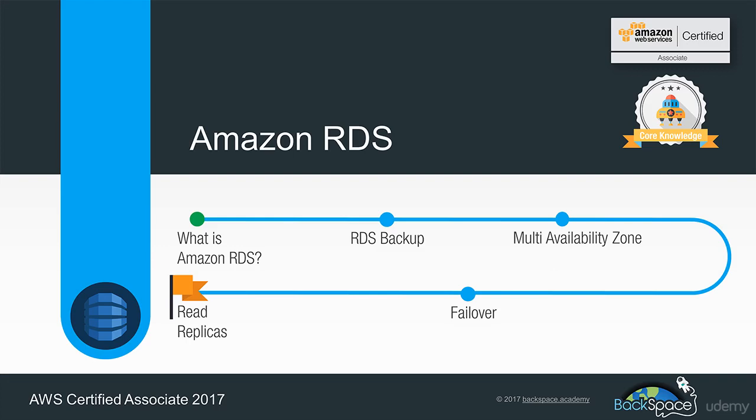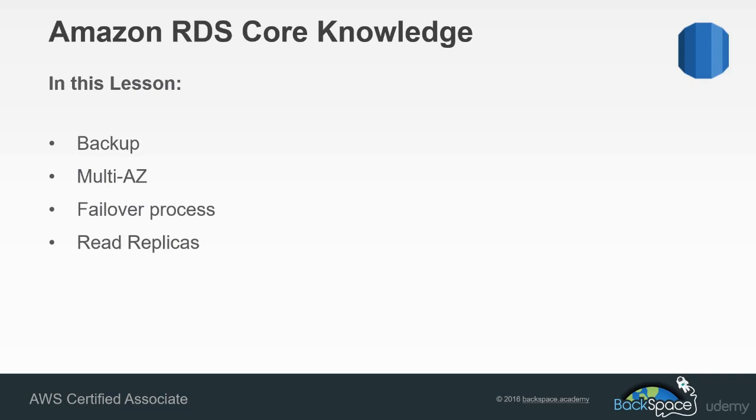So in this lesson we're going to run through the Amazon Relational Database Service, looking at backup, multi-availability zone setup for redundancy, the failover process that occurs with that multi-availability zone process, and read replicas to handle heavy read workload.